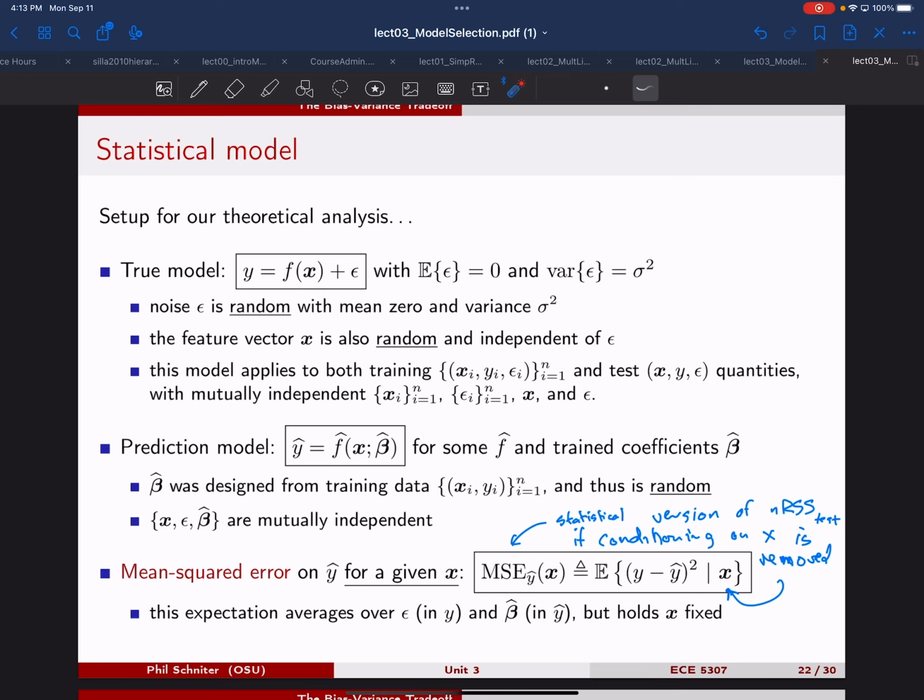Okay, all right. Any questions about the statistical model?